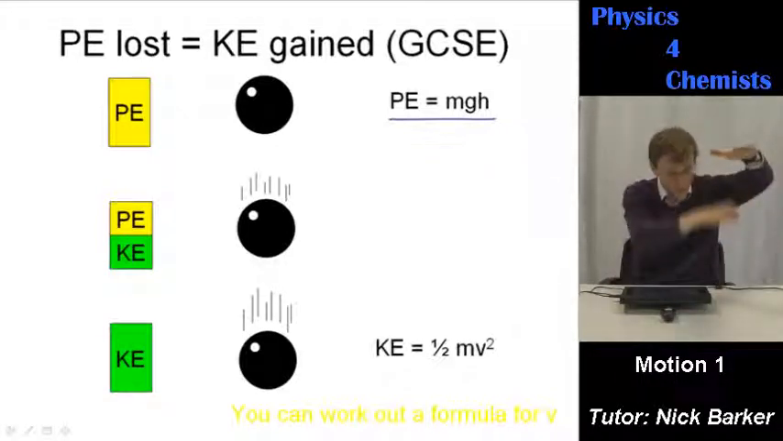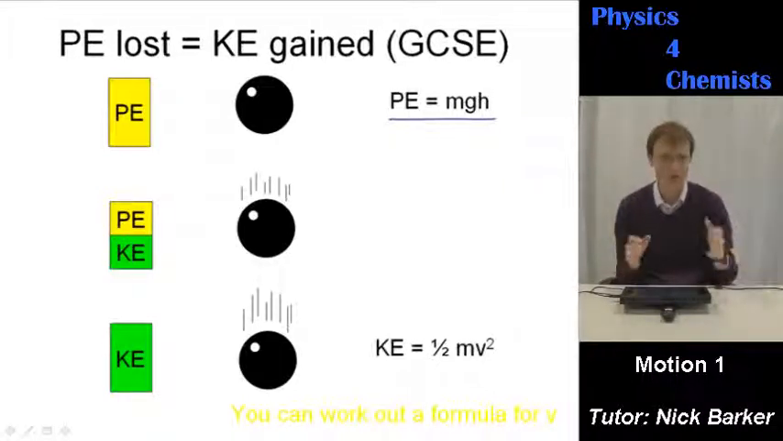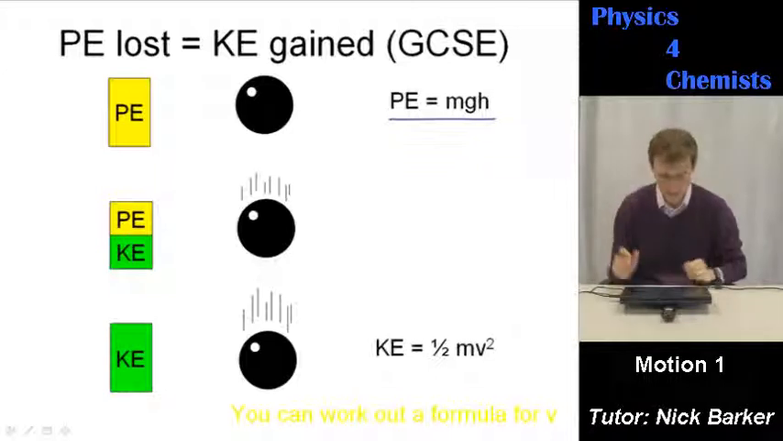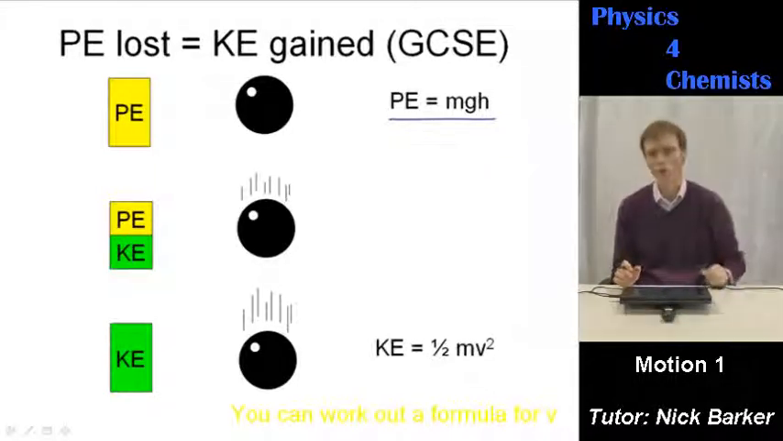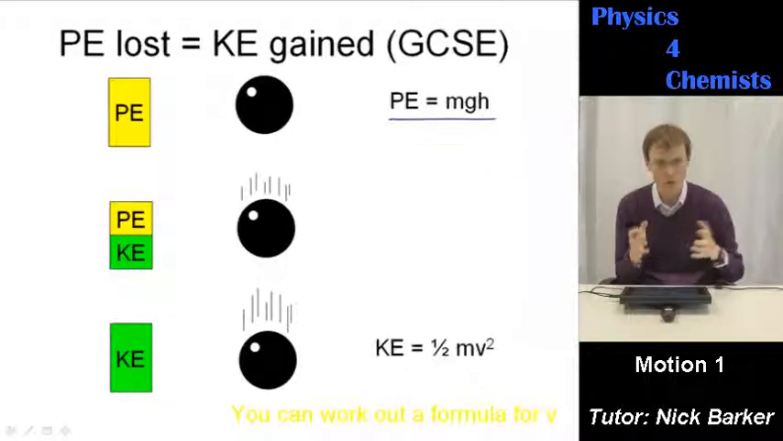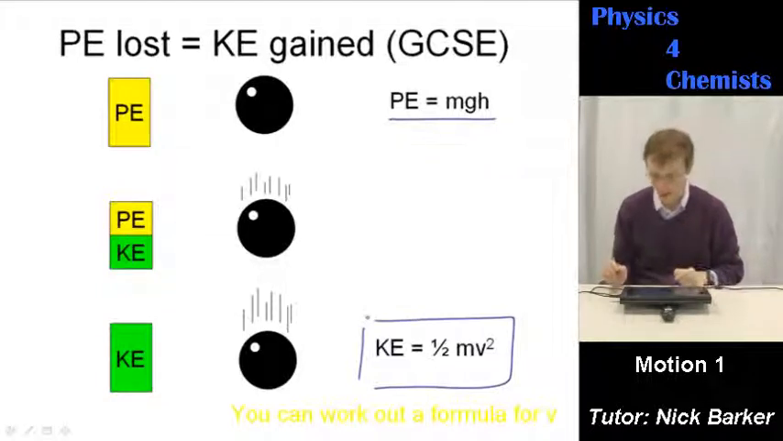When it's mid-flight, it's got some potential energy because it's still got some distance left to go, and it's also got kinetic energy. It's gathering kinetic energy. And just before it hits the ground, all of its potential energy has been converted to kinetic energy. And the formula for kinetic energy is a half mv squared. And if you're feeling keen, you can work out a formula for v, which is really important.